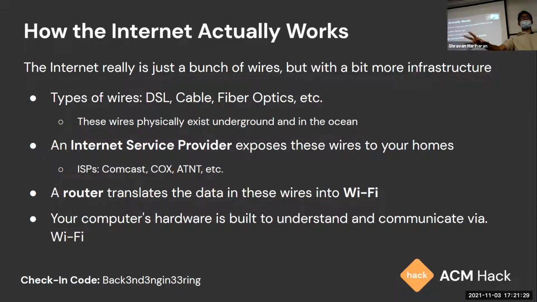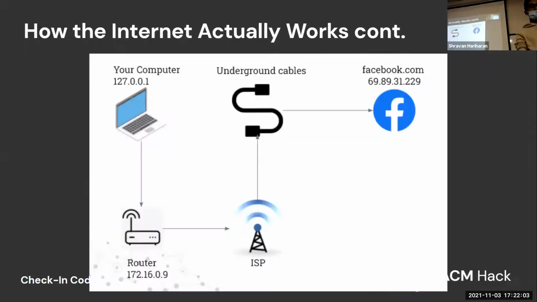From these wires, you can see none of the computers you're using right now are connected to any underground cables, right? So how does the internet actually get to your computer? Well, it gets to your computer with something called a router. A router basically translates the data from the wires going underground into Wi-Fi, which your computer can then translate into binary, or actual data, where it can start sending and understanding things.